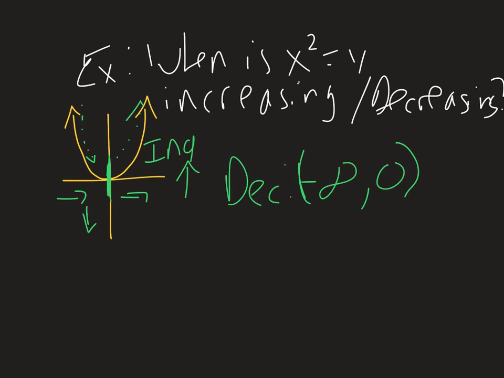So it's decreasing from negative infinity to 0, and it's increasing from 0 to positive infinity. And that would make sense, because if I plug in positive numbers, it's going to grow. Now if I plug in negative numbers, as I get closer and closer to positives, those values are actually going to go down. And that's the core idea behind increasing and decreasing.